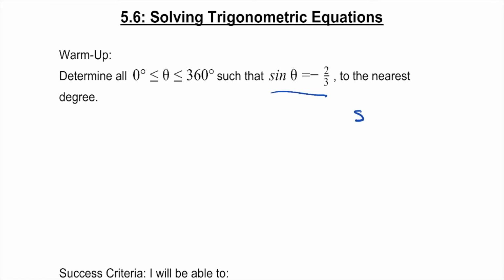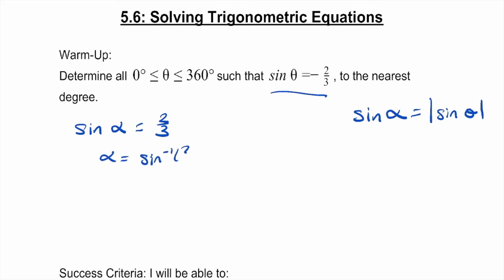And again, in general, how do we get the sine of the reference angle? That's going to be the same thing as the absolute value of the sine of theta. So in this case, we want to solve for sine of alpha. Sine of alpha is going to be 2/3 because that's the absolute value of negative 2/3. So alpha is the sine inverse of 2/3. If we plug that into a calculator, rounding to the nearest degree, that's going to be 42 degrees. So the reference angle is 42 degrees.